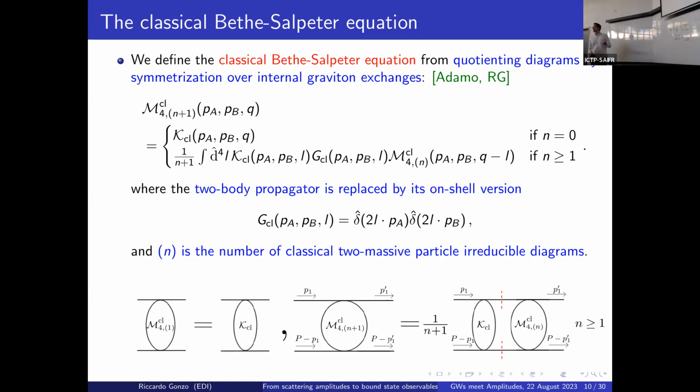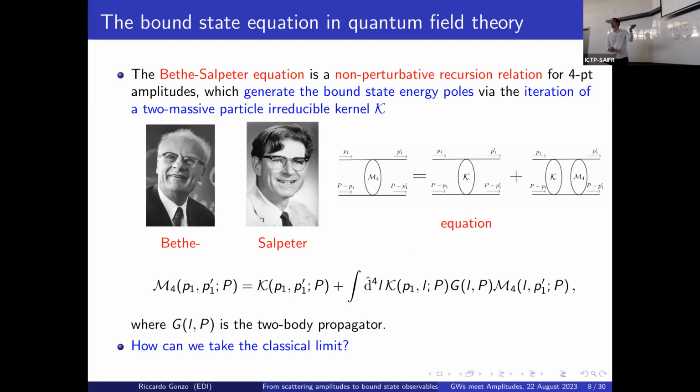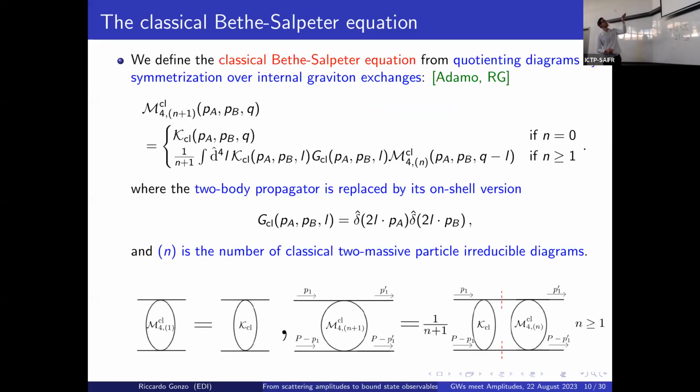These are not supposed to be part of the kernel. Sorry? These are two particle reducible, right? That's right. Yeah. This is it. But I'm talking about the second part of the equation, right? Yeah. Indeed, the first part survives.